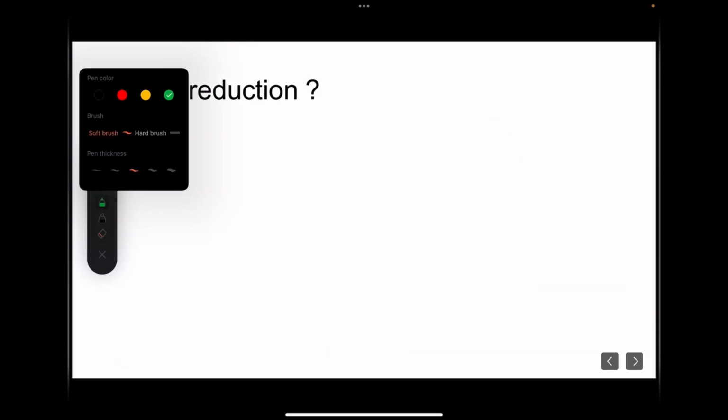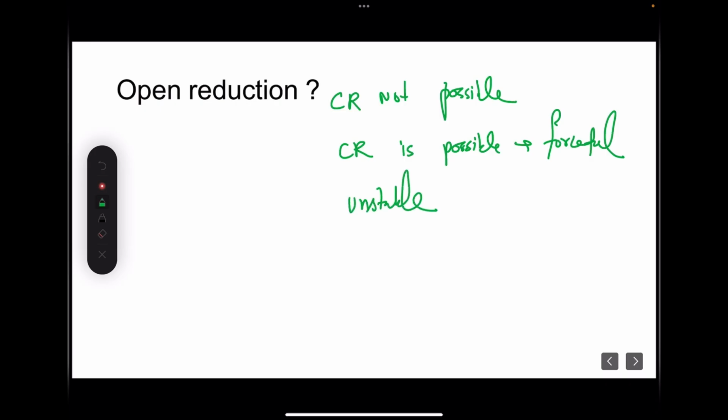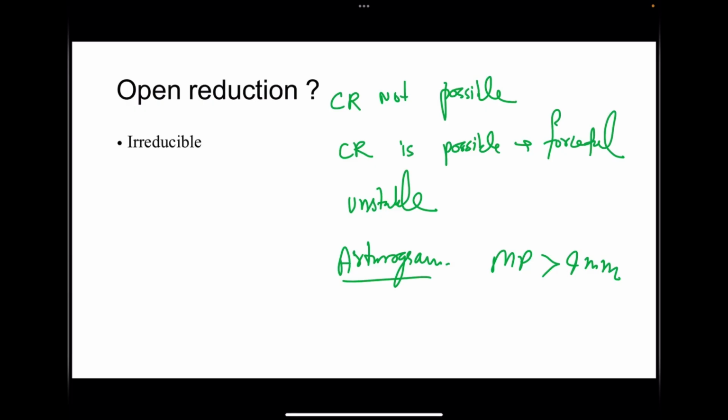Open reduction is needed whenever closed reduction is not possible, or closed reduction is possible but it is forceful, or even after closed reduction the hip is very unstable. And one thing which we have discussed is that on arthrogram, medial pooling was more than 4 mm. In all these conditions, open reduction has to be done.